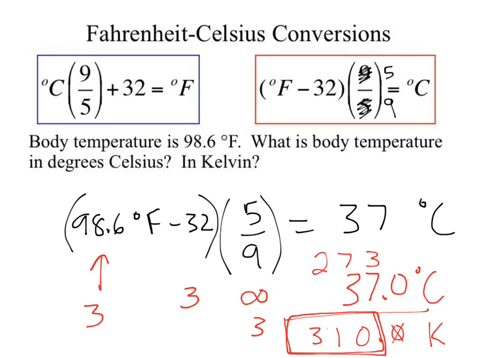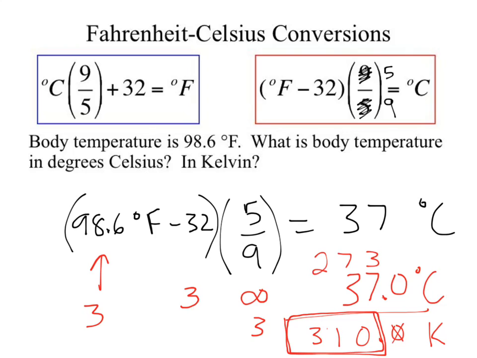Why? Least accurate measurement. Our least accurate measurement is the 273. It doesn't have that extra decimal place. Okay?